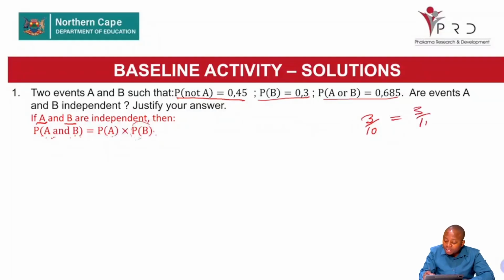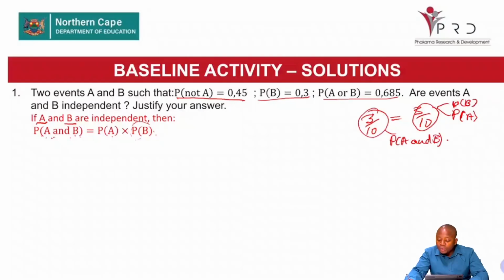So that is to say, when I multiply the probability of A and the probability of B, it must be equal to the probability of both events occurring at the same time. That is how we know whether these events are independent or not. Now, let's proceed. We need to start with the following.